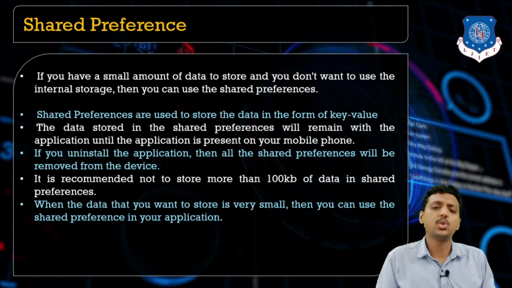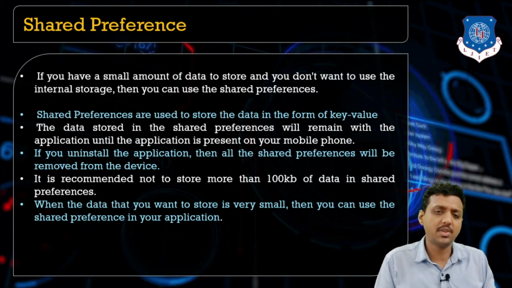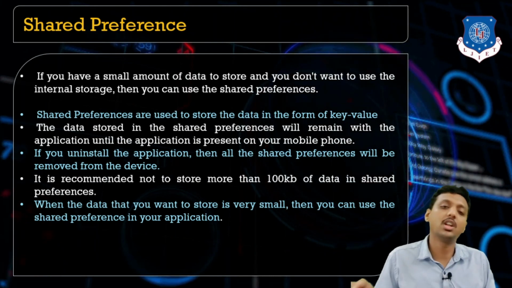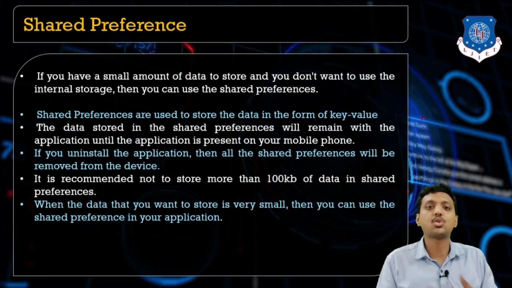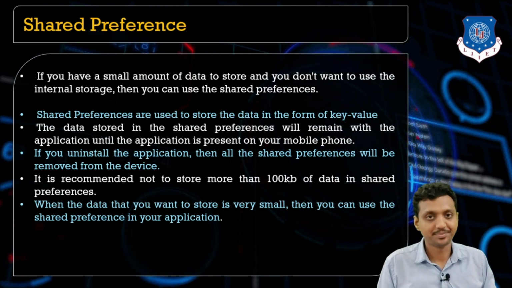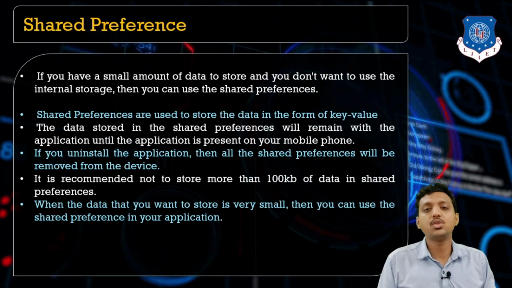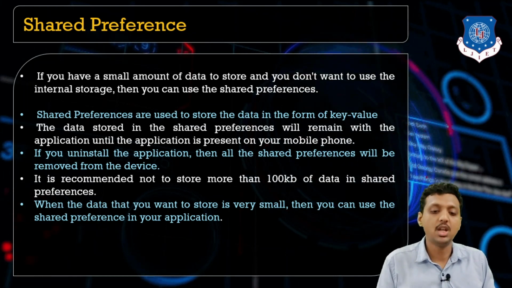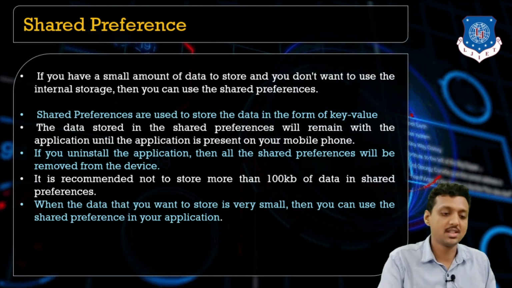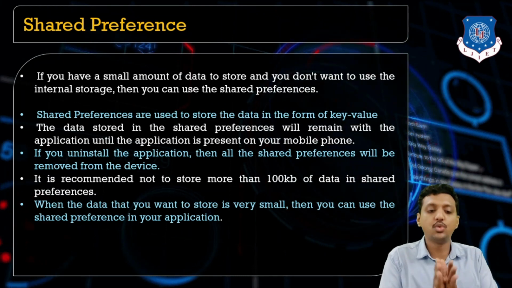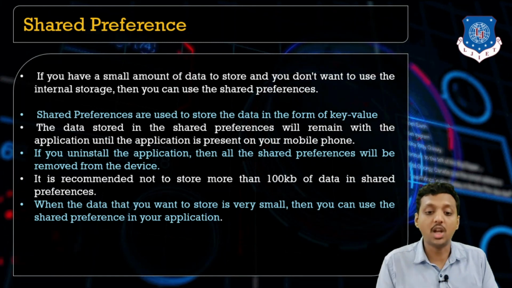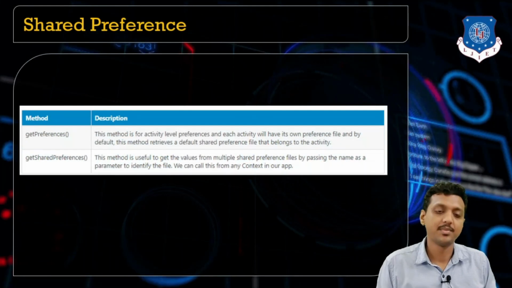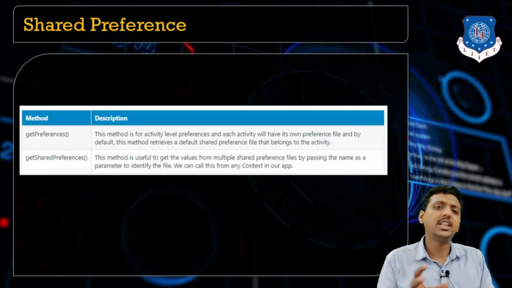So the scope of the shared preference data is from whenever you install and start the application. It is recommended not to store more than 100 KB of data in the shared preferences. When the data you want to store is very small, then, students, I prefer you go with shared preferences. Now, how can we create the shared preference?